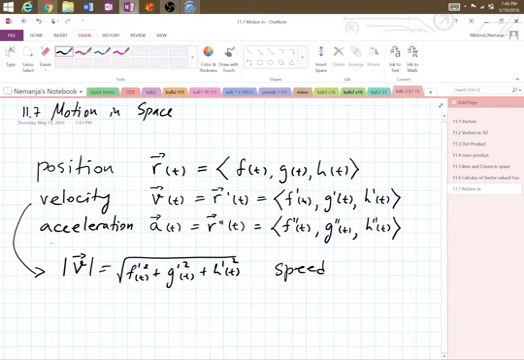I'm also going to say here that we can integrate dt to go back. So if you integrate acceleration, you will get velocity. If you integrate velocity, you will get position.